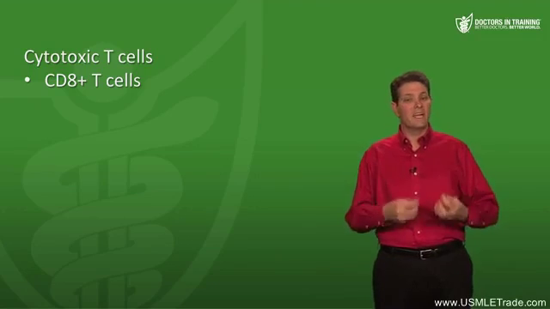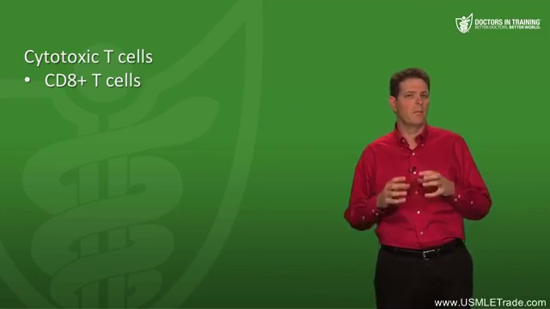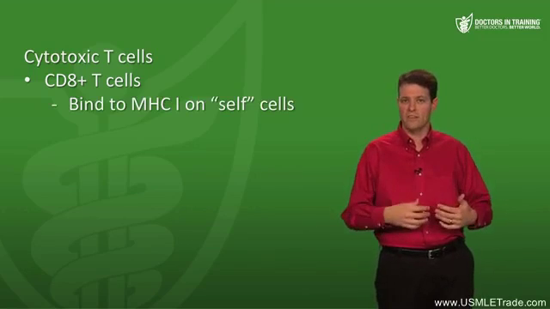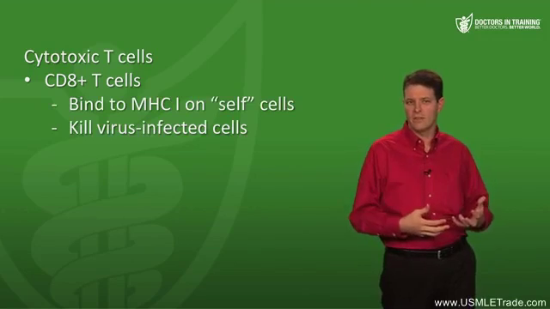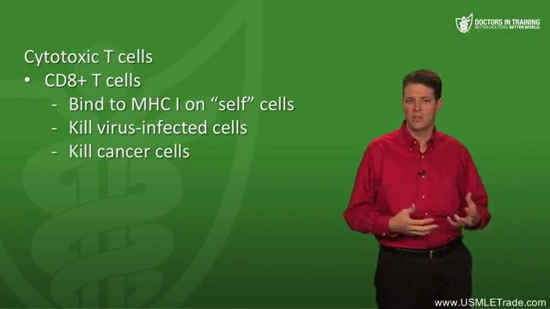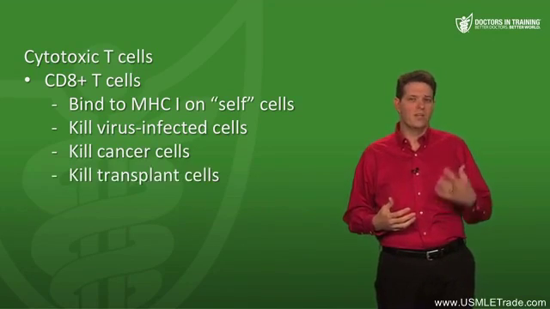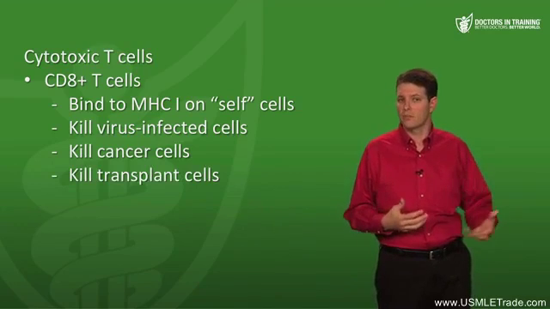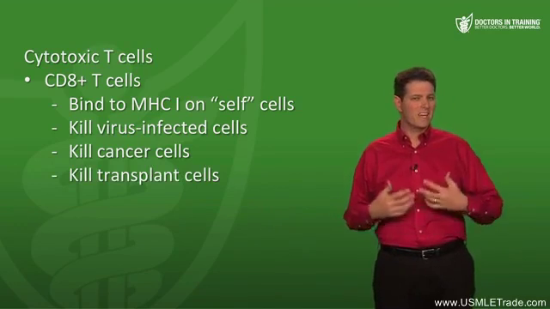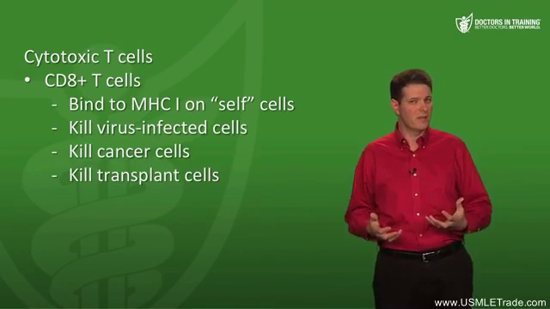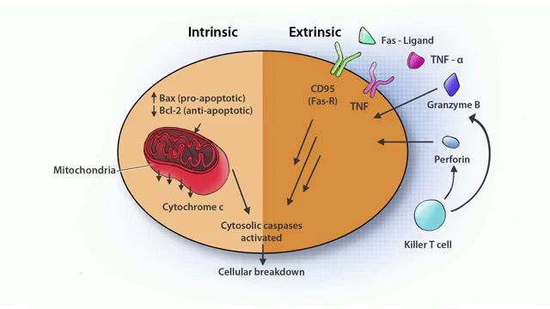Again, these are CD8 positive T cells, so they can bind to MHC1 on self cells, they can kill virus-infected cells, they can kill cancer cells, and they can potentially kill non-self human cells from a transplant. So, how do these killer T cells actually kill these enemy cells? Well, they do it by inducing apoptosis through a couple of different mechanisms.